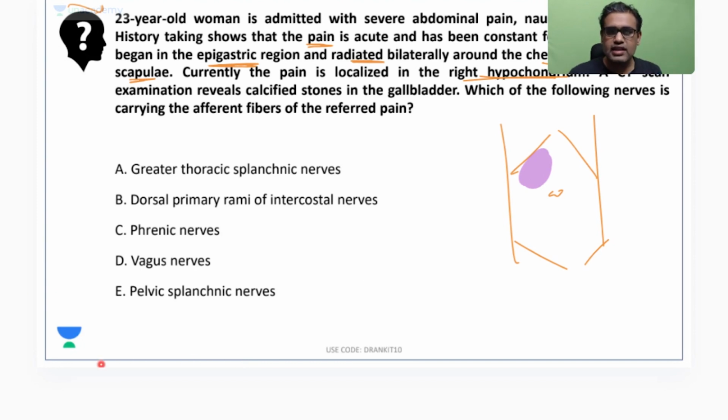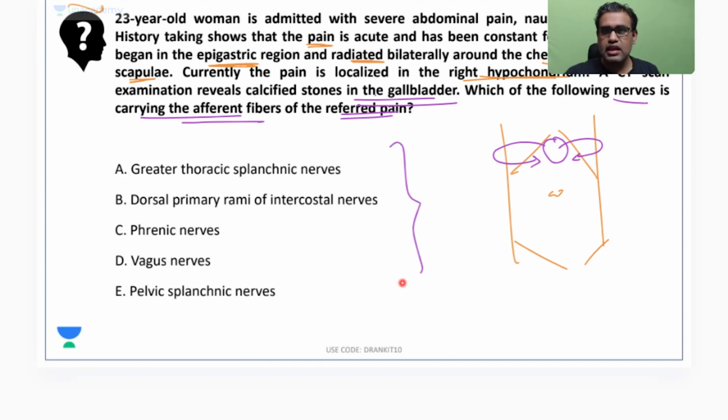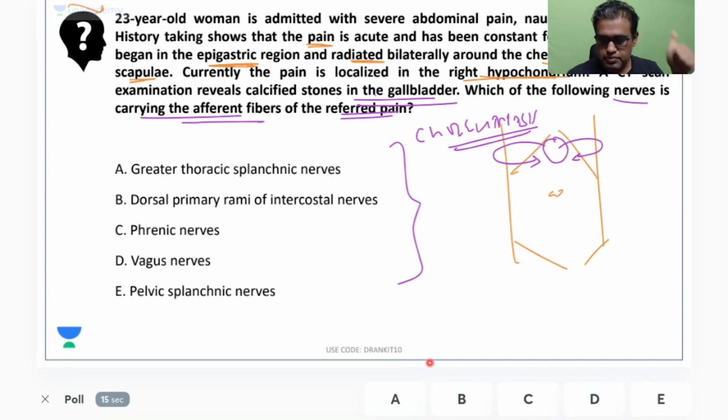A CT scan revealed calcified stones in the gallbladder called lithiasis. Which nerve is carrying the afferent fibers of the referred pain? So remember that referred pain which started from here, it went back below the scapula. Which nerve is carrying that pain? The diagnosis is cholelithiasis, stones in the gallbladder. Greater splanchnic nerve, dorsal primary rami, phrenic, vagus, or pelvic splanchnic nerve. Poll, 5 options, 15 seconds. All the best.